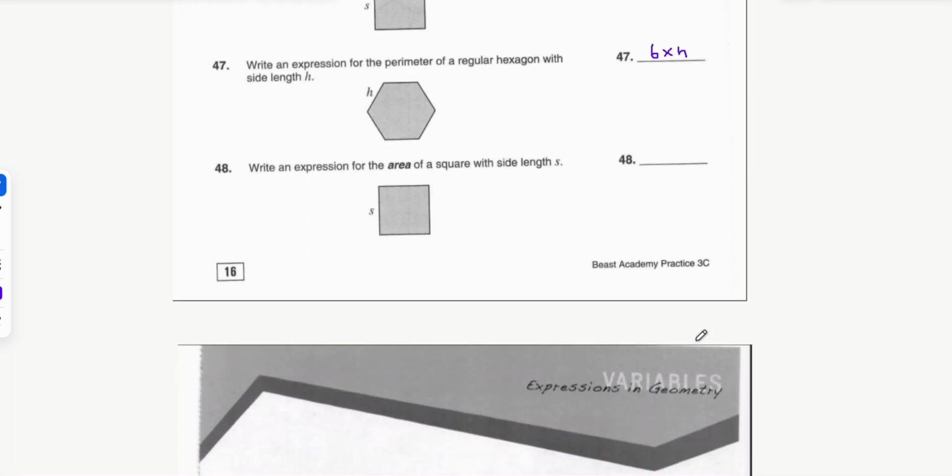Next, we have to write an expression for the area of a square with side length of s. So a square is a special type of rectangle. To find the area of any rectangle, we have to multiply its height by its width. The side length of a square is both its height and its width. So an expression for the area of a square with a side length s is s times s.